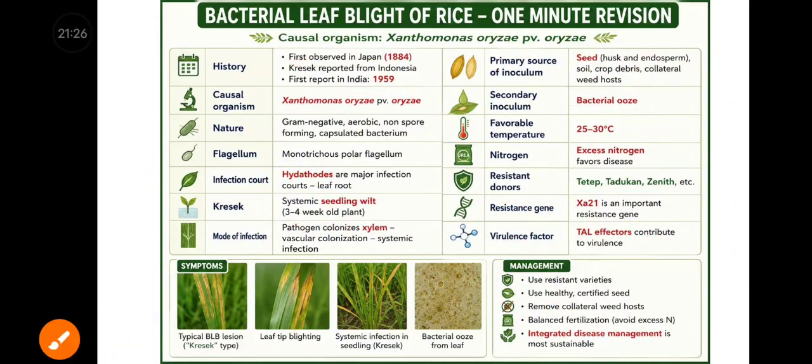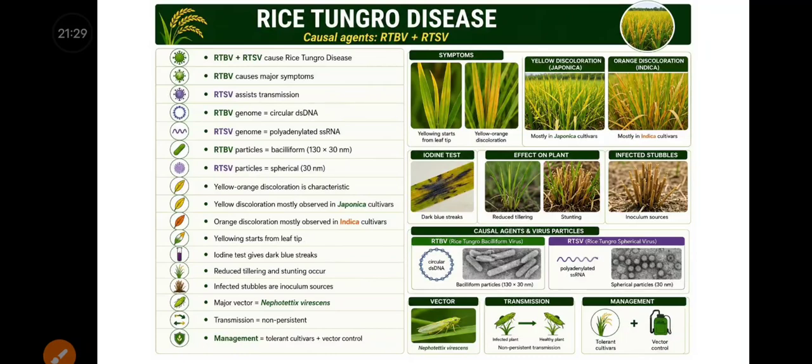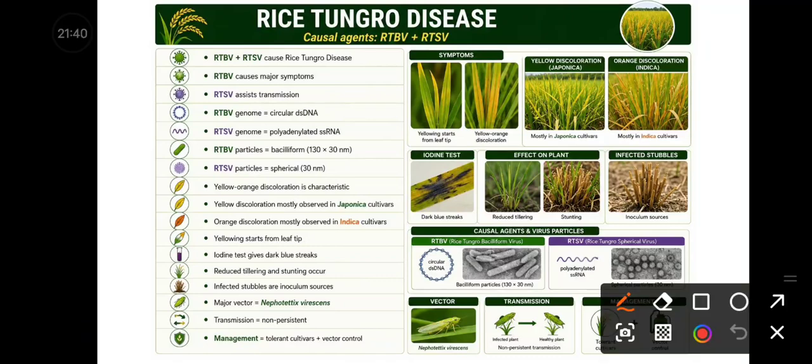Next, about a very important viral disease, rice Tungro disease. This is very, very important. First, see the causal agent. It is caused by two viruses, both complementing each other. Without the other virus, a single virus can't produce sufficient disease. So it is caused by two viruses: rice Tungro bacilliform virus, RTBV, and rice Tungro spherical virus.